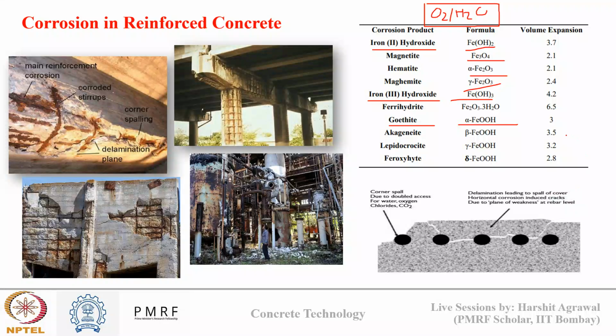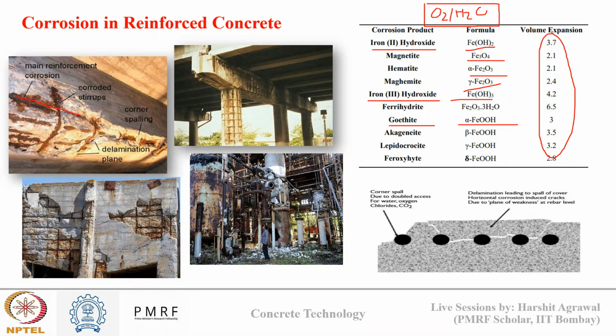On average, these rust products occupy 4 to 6 times higher volume than the base steel. Now inside concrete, we know we have a very confined space, and there is no space for accommodating any expansive products. So when rusting happens over the steel reinforcement embedded inside concrete, it gives rise to tensile stresses. And when these stresses exceed the tensile strength of concrete, then cracking will happen in the cover concrete.